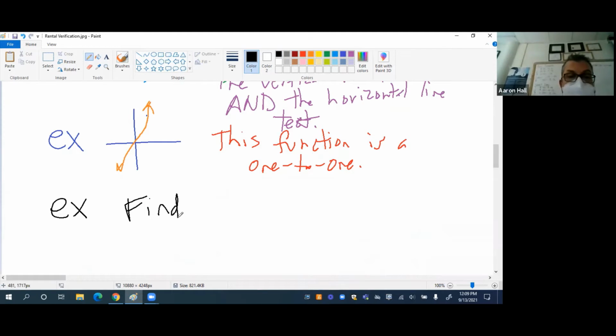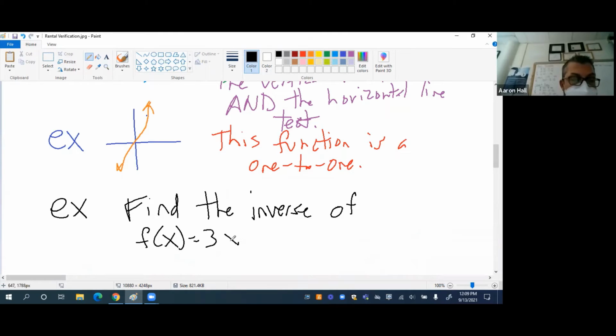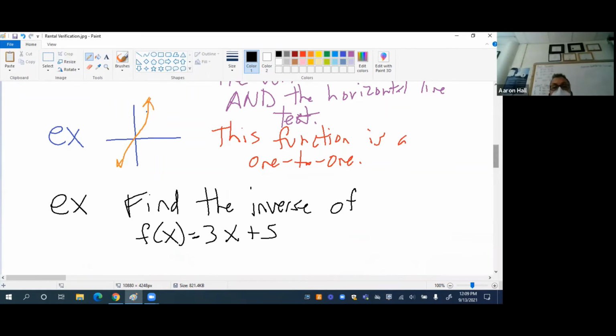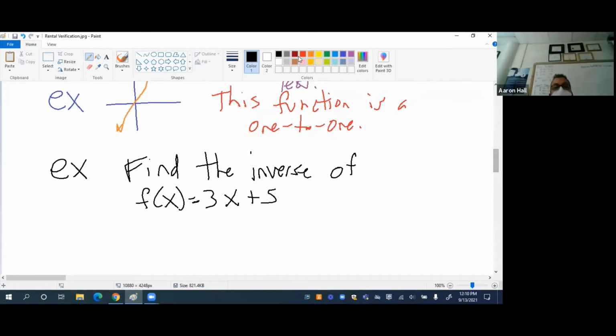of f of x equals 3x plus 5. Do you want some think time, or are you already lost? This is something you should have learned last year in secondary math 3 on inverses. If you're already lost, I don't want to spend class time for you to just look at it and not do anything.